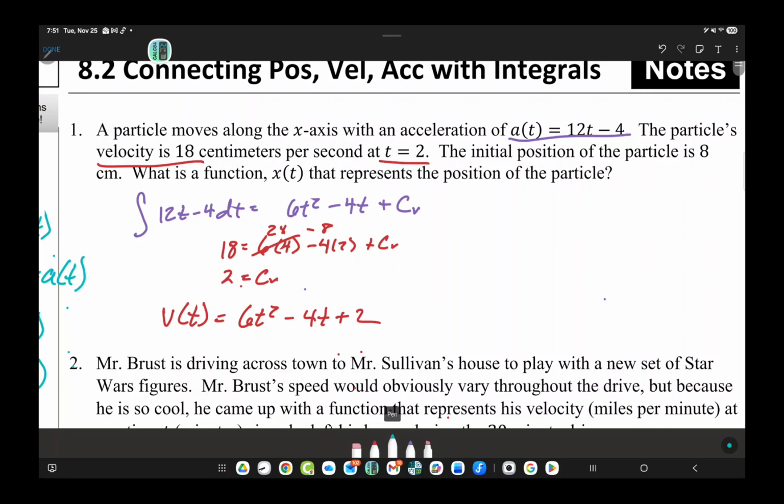Now, if I want position, s of t, well, that is the integral of 6t squared minus 4t plus 2 dt. So that's going to give you, not 3, because I have to divide by 3, 2t cubed minus 2t squared plus 2t plus your position constant. I'm just going to put x, the constant for x.